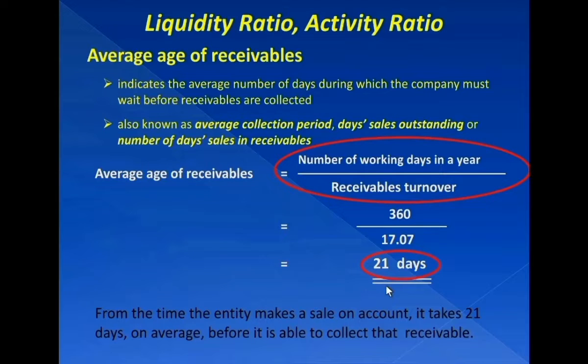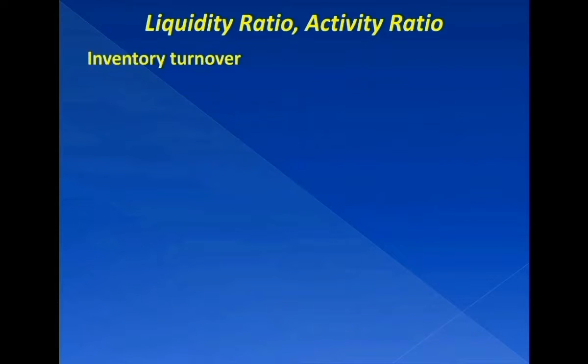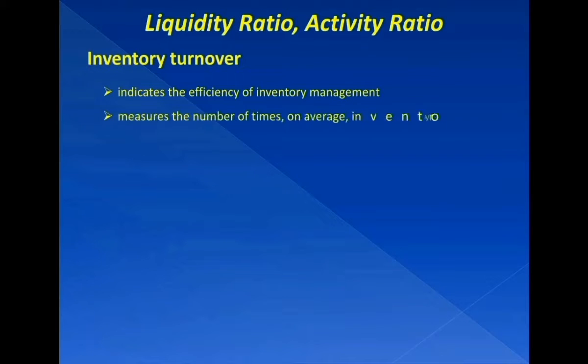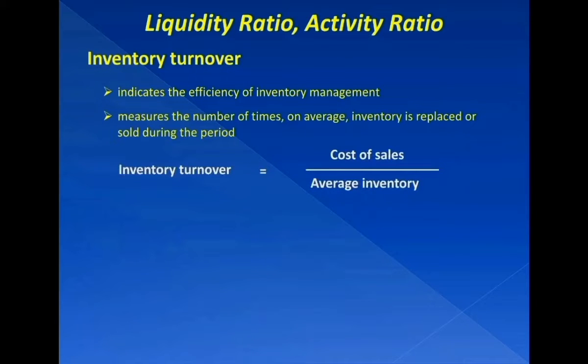Another ratio which may be considered as both liquidity ratio and activity ratio is inventory turnover, because it measures the activity or liquidity of an entity's inventory. This ratio indicates the efficiency of inventory management and measures the number of times on average inventory is replaced during the period. It is computed by dividing the cost of sales or cost of goods sold by the average inventory.